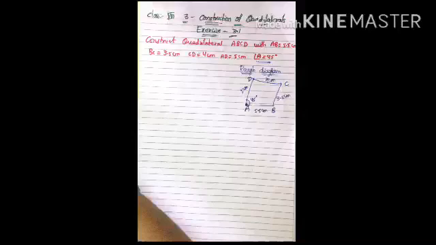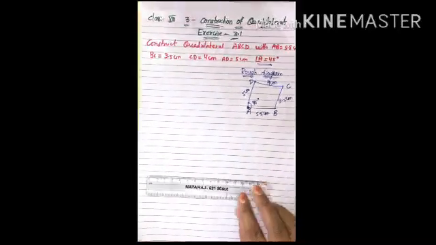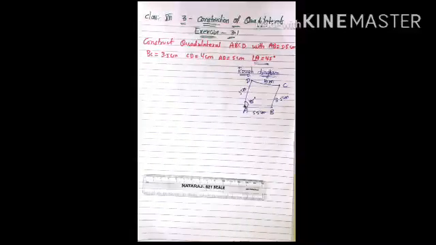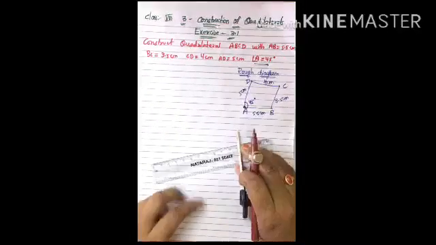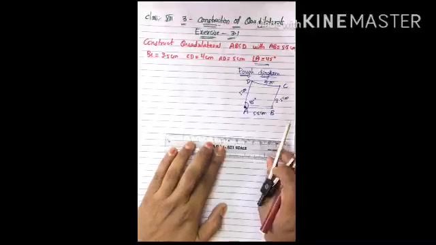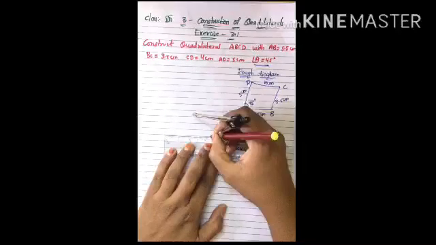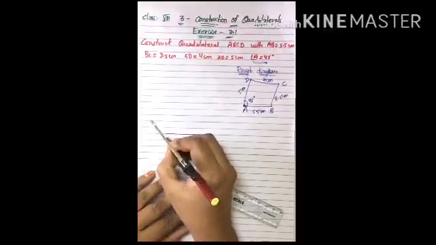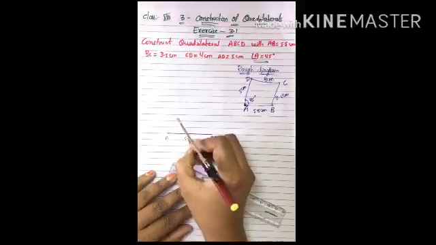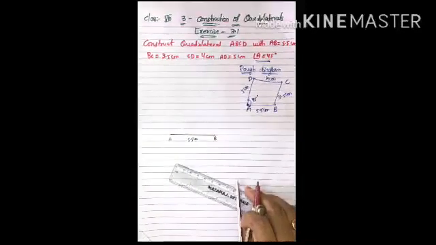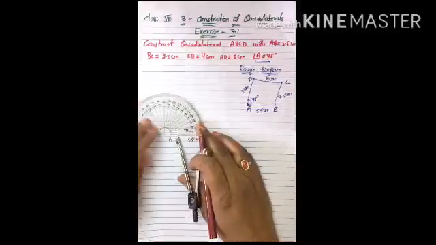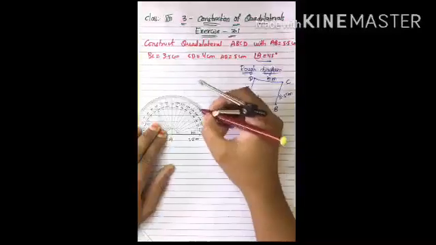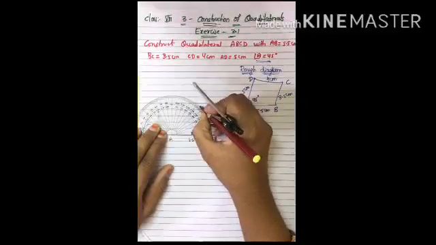Now I am going to construct the original figure. I will explain with the steps, children. First we have to draw the base AB, 5.5 centimeters. Take a ruler and draw 5.5 centimeters. This is AB, 5.5 centimeters. Next take a protractor and draw angle A, 45 degrees. You can draw angles without a protractor also, but I am using a protractor here. 45, okay, here you are getting it.